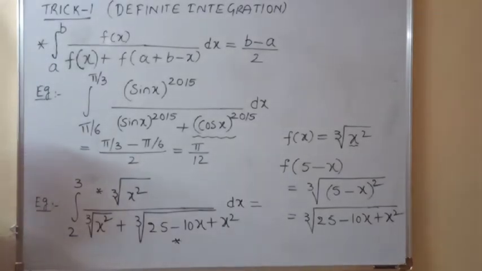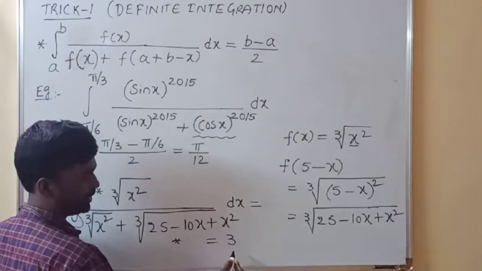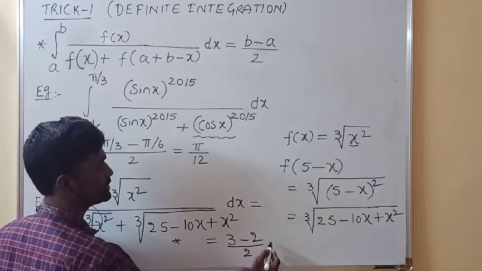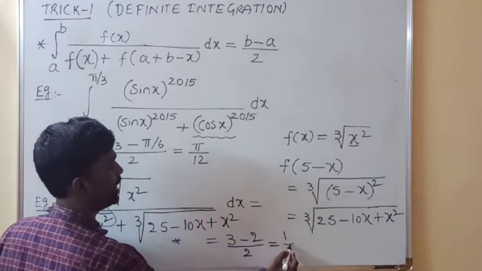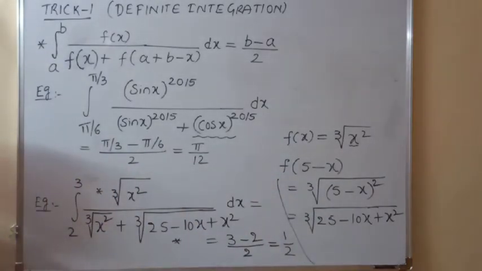Then what is the trick? Upper limit minus lower limit divided by 2. So what is the answer for this question? Upper limit 3 minus lower limit 2, divided by 2. So 3 minus 2 is 1, by 2. So the answer for this integral is 1 divided by 2. Okay.